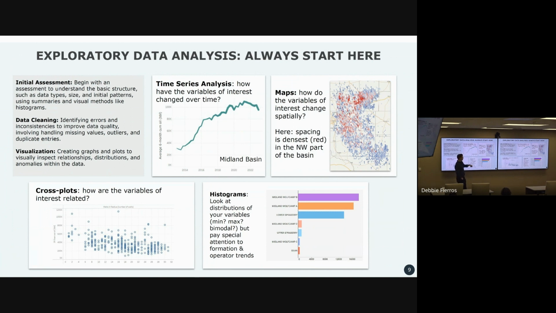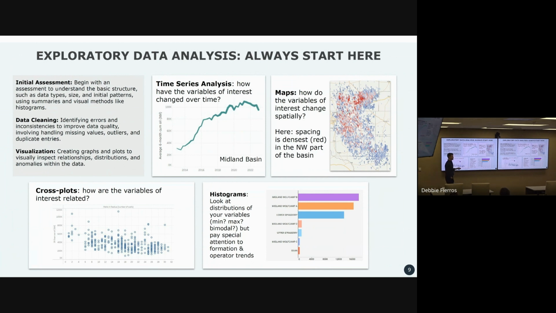Maps. The map that I showed you at the beginning, this is actually spacing density in the Midland Basin. So every well stick that you see here is colored by how many neighbors it has. The red wells have the most neighbors, the blue wells have the least. And what do you notice? The densest development is in the northwestern part of the basin. That also happens to be the highest rock quality and the highest performance. So that data structure right there is going to inform the approach that you take from a data science perspective.